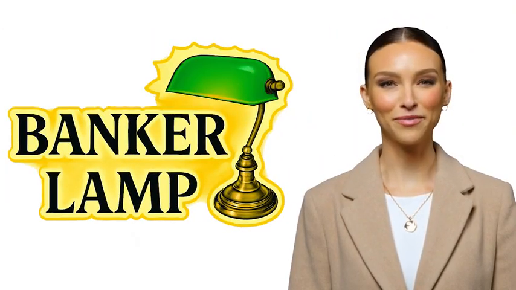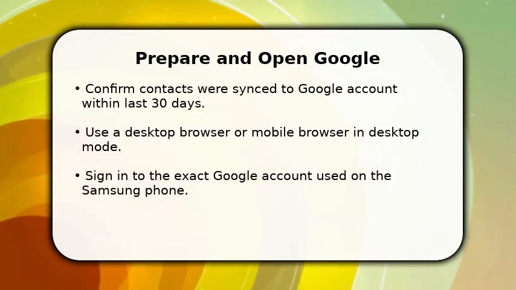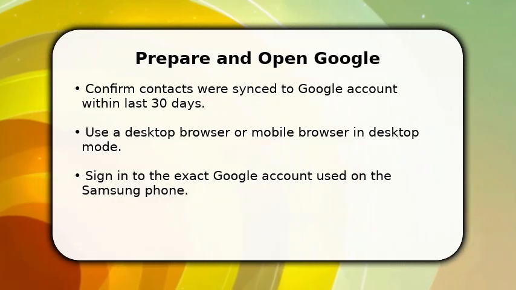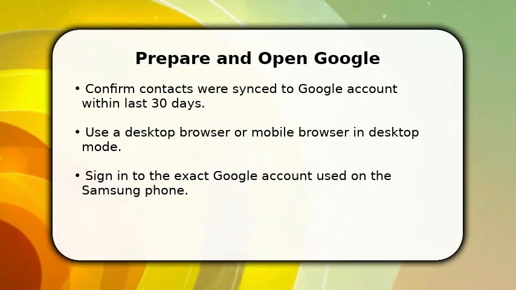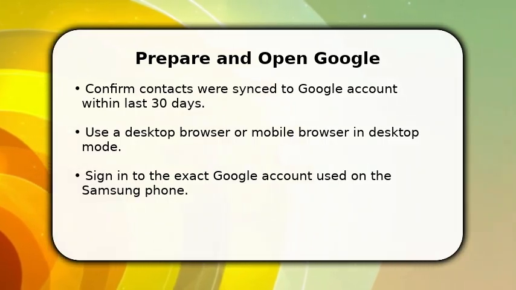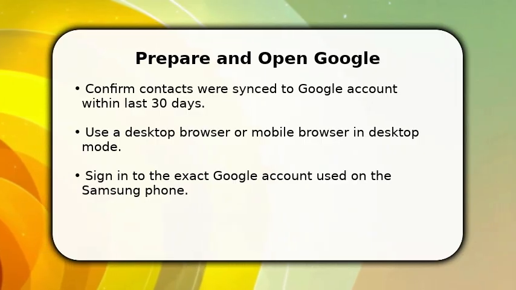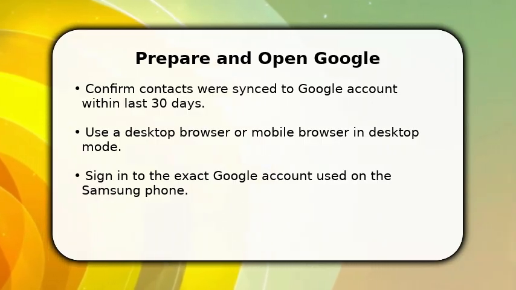Please enjoy the video. You start by confirming sync. Open your Samsung phone, go to Settings, Accounts, Google, and verify Contacts sync was active. Once done, switch to a desktop or mobile browser and sign into the same Google account.